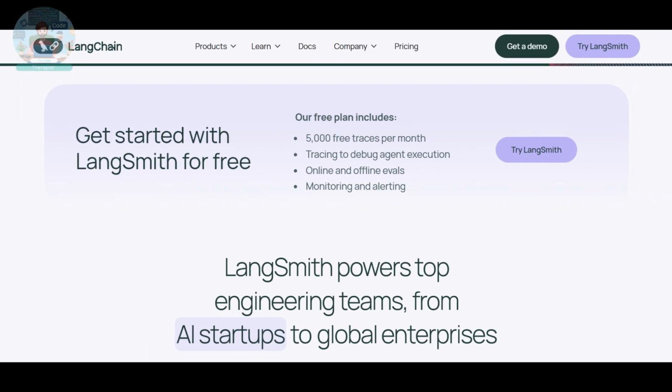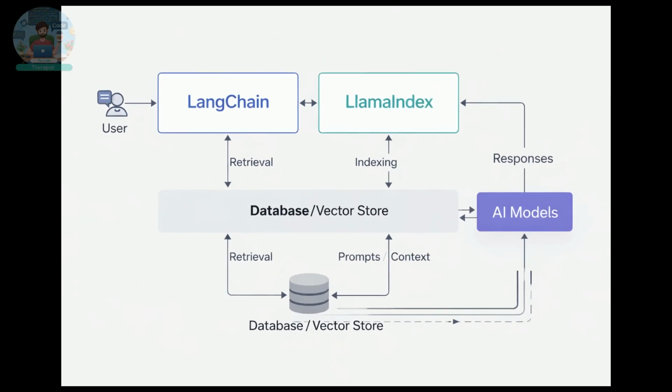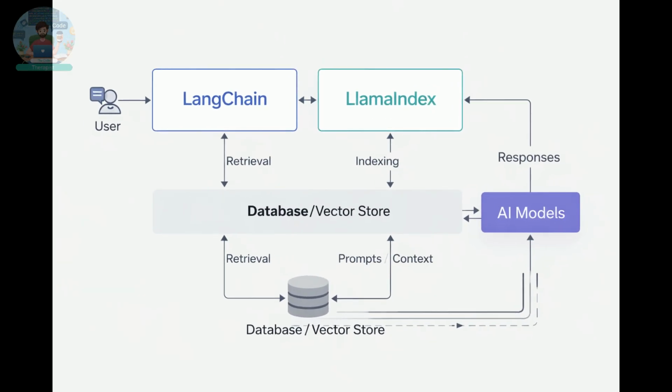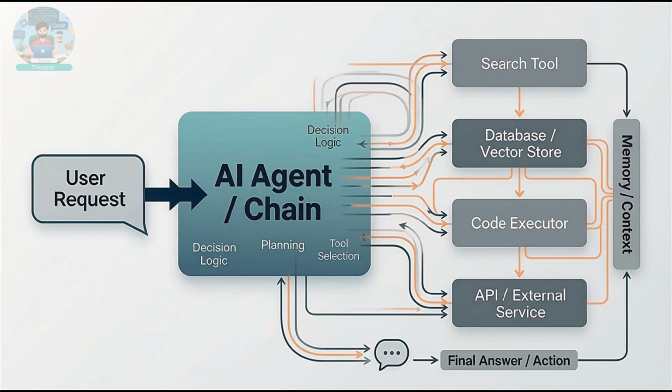But how do you glue this all together? You need orchestration tools. Get familiar with frameworks like LangChain and LlamaIndex. You can think of these as the control center. They manage the flow of data between your user, your database, and the AI models. As an architect, you aren't just calling an API, you're designing chains or agents, autonomous workflows where the AI decides which tools to use to solve a problem.